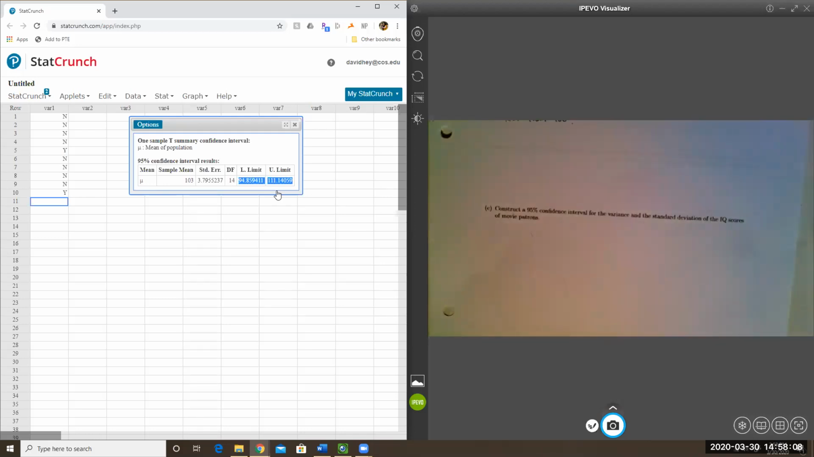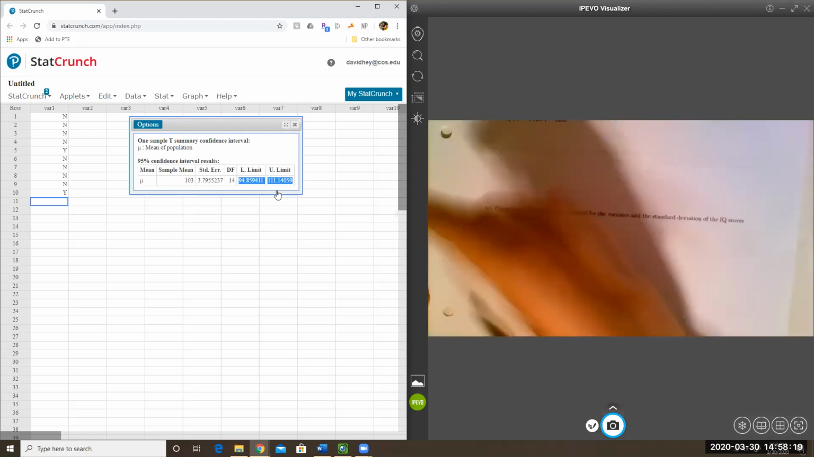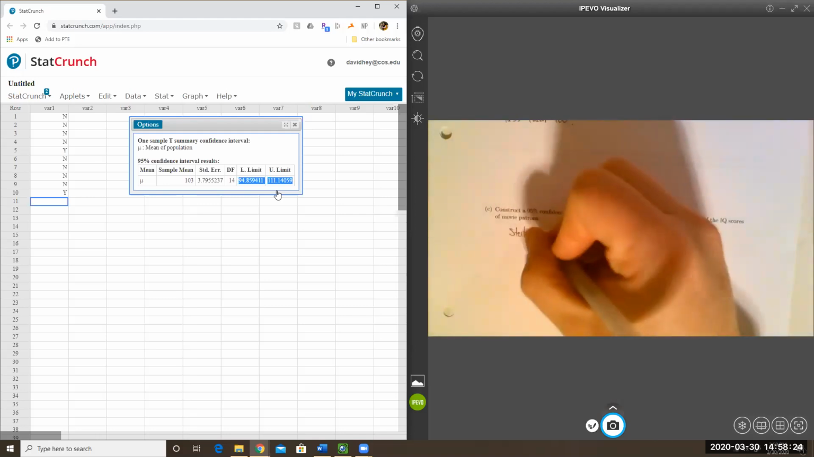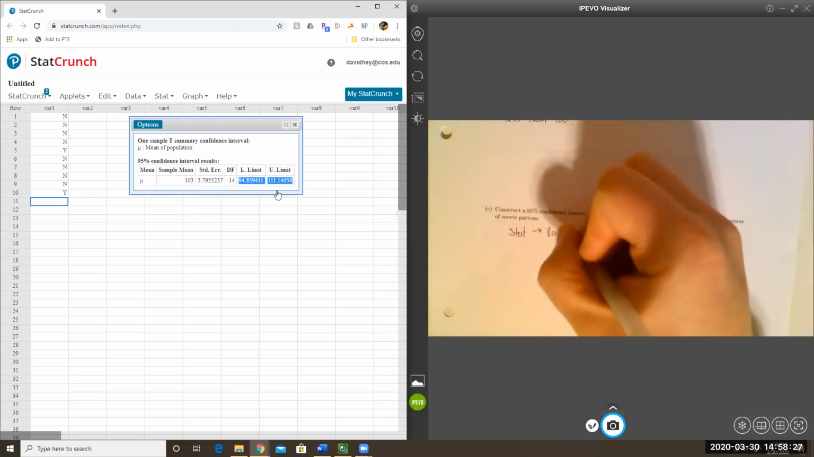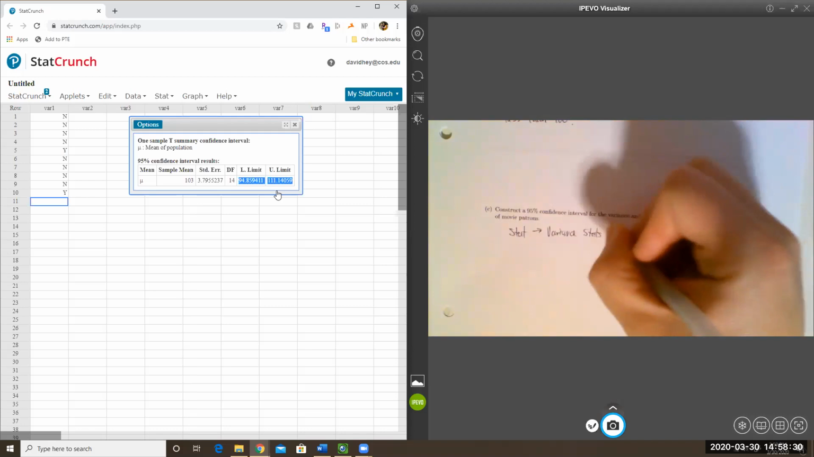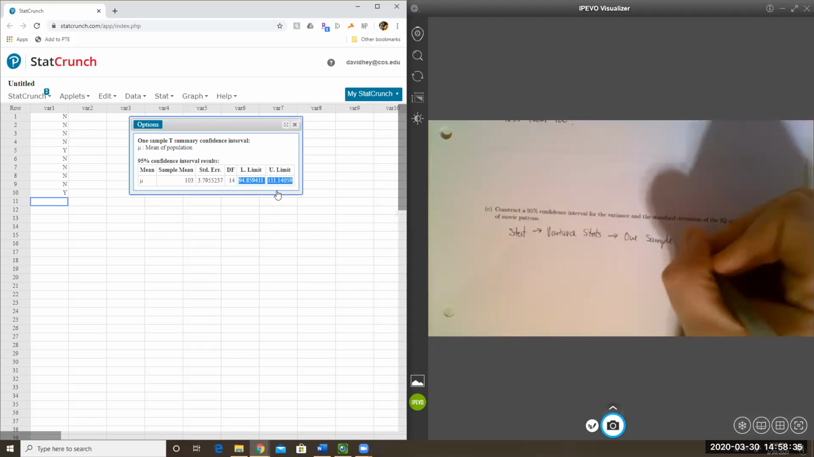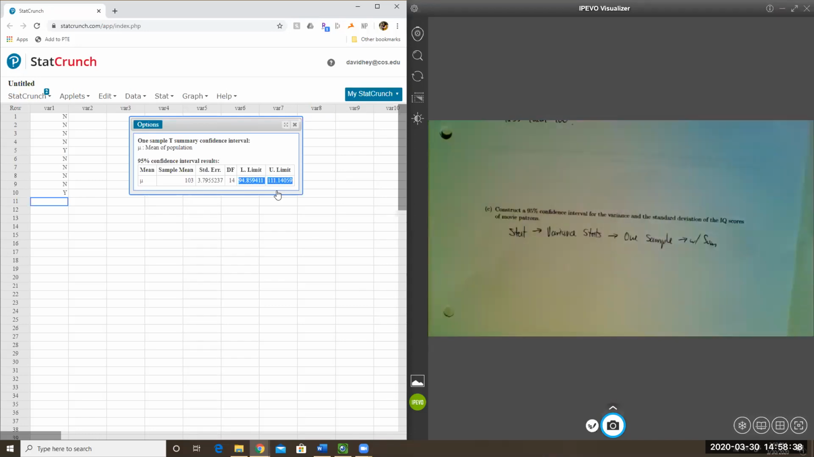Part C says, construct a 95% confidence interval for the variance and the standard deviation of the IQ scores of movie patrons. We find both of these in the same place. We have to go to Stat, Variance Stats, One Sample, with Summary. When we go there, we'll be prompted for the sample variance and for the sample size.